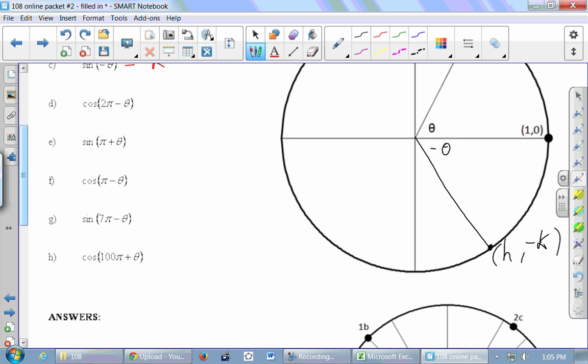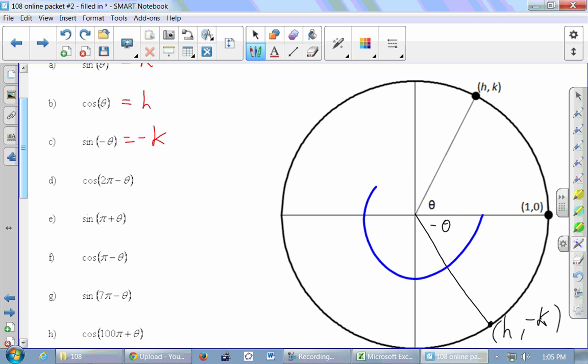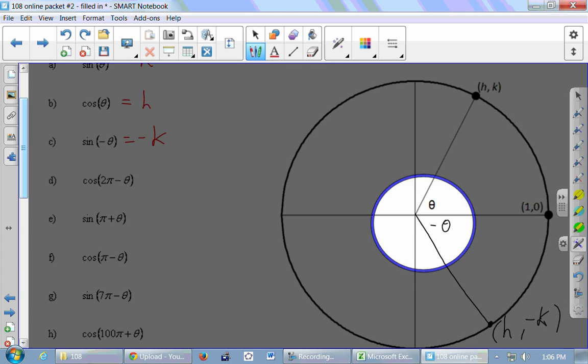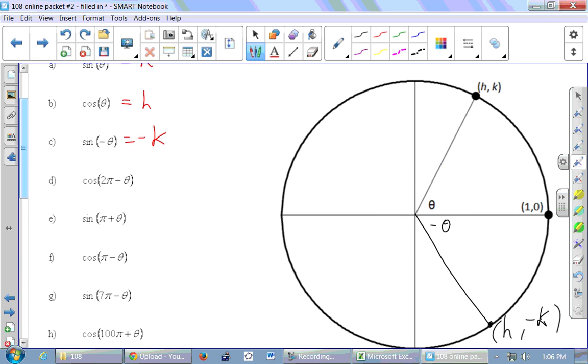Next one is cosine of 2 pi minus theta. So let's see. So theta is this angle in here. So 2 pi minus theta must be the rest of it. 2 pi minus that angle. So it's all of this angle going out to here. So I'll just label that in purple here. So this angle is 2 pi minus theta.